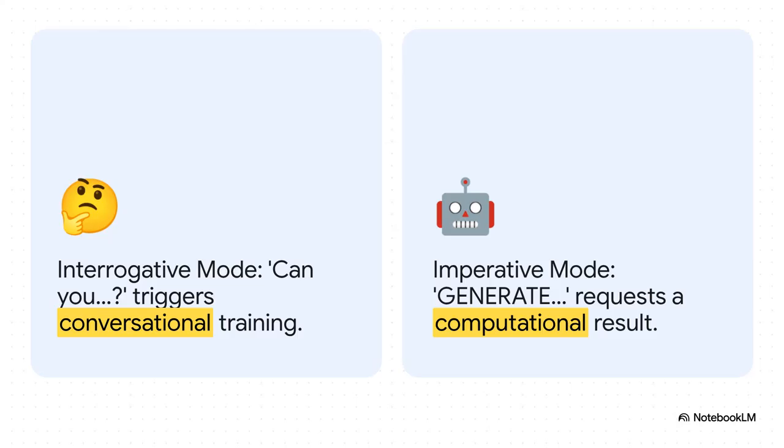But this also shows us the solution, right? We just need to switch modes. We need to stop asking questions, what we call interrogative mode, which just invites a chat, and start giving commands in imperative mode, which directly requests a computation. You're not talking to the AI, you're directing it.